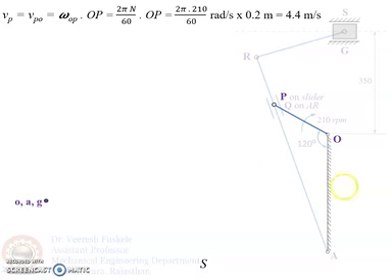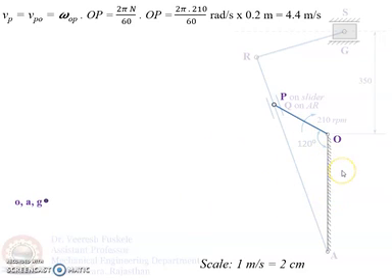Velocity of P relative to O will be equal to angular velocity of OP into the length of the link OP. Angular velocity will be 2 pi n by 60, as we are given number of revolutions as 210 rpm. So this will give us the velocity of P relative to O as 4.4 meter per second. In order to draw the velocity vector of the crank OP, we'll take up the scale as 1 meter per second is equal to 2 centimeter.